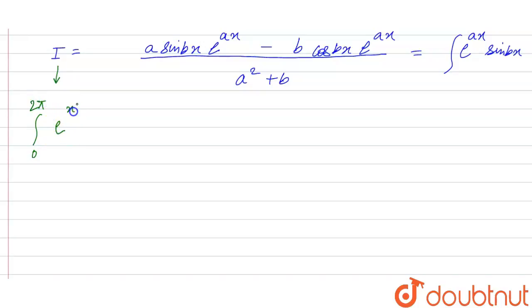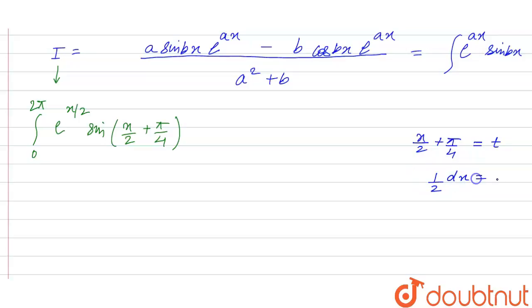have e raised to power x by 2 sine of (x by 2 plus pi by 4). So we have this term. On putting x by 2 plus pi by 4 as t, we have 1 by 2 dx is dt, so dx is 2 dt. If we put x equal to 0, we have t equal to pi by 4.